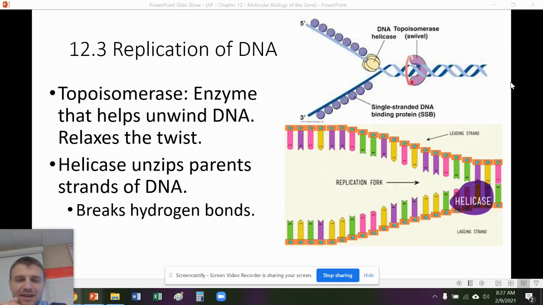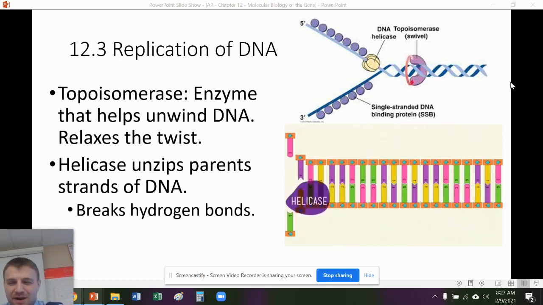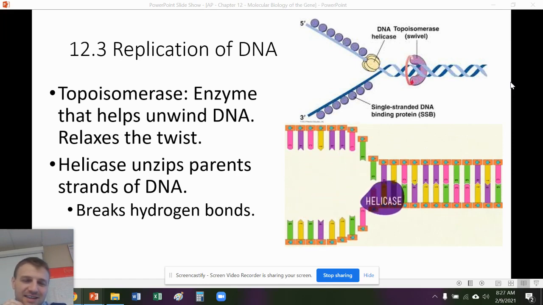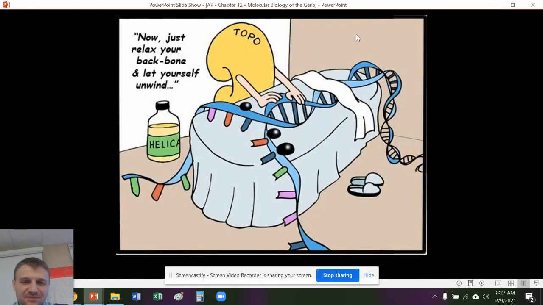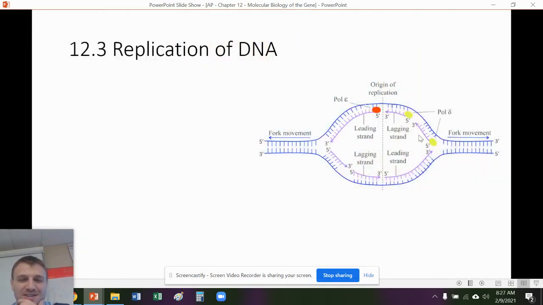Helicase is the next enzyme. It's going to unzip the parent strand, so just the original strand of DNA, and it's going to start breaking those hydrogen bonds. Remember, we said those hydrogen bonds are pretty weak within the bases. Here's just a cartoon image. Now just relax your backbone. This is topoisomerase, and you can see helicase breaking apart the DNA. They're actually just breaking apart the hydrogen bonds.